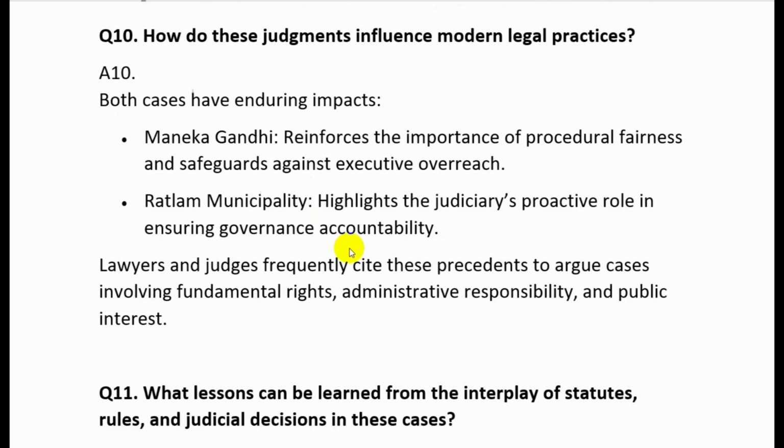Next, how do these judgments influence modern legal practices? This is also an important question. Both cases have enduring impacts. In Maneka Gandhi, it reinforced the importance of procedural fairness and safeguards against executive overreach. In Ratlam municipality, it highlighted the judiciary's proactive role in ensuring governance accountability. Lawyers and judges frequently cite these precedents to argue cases involving fundamental rights, administrative responsibilities, and public interest.